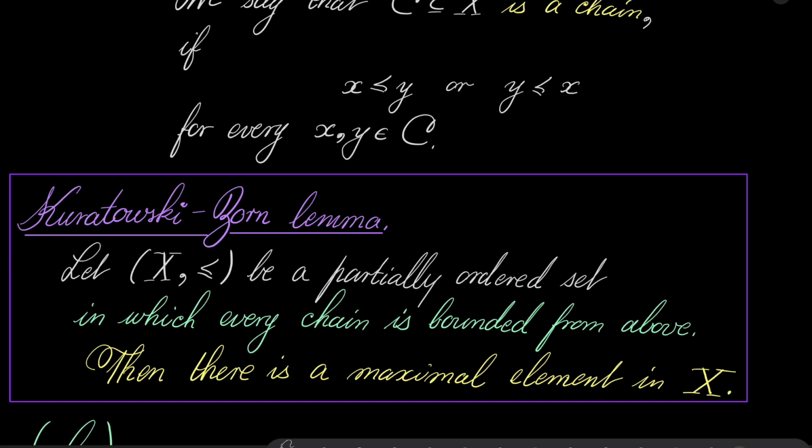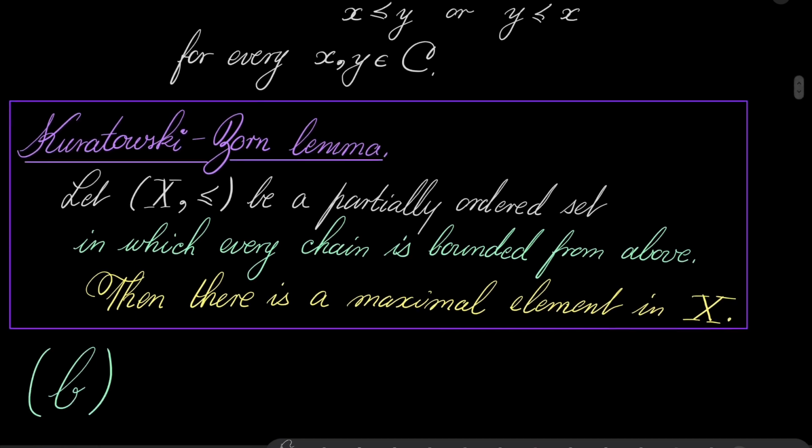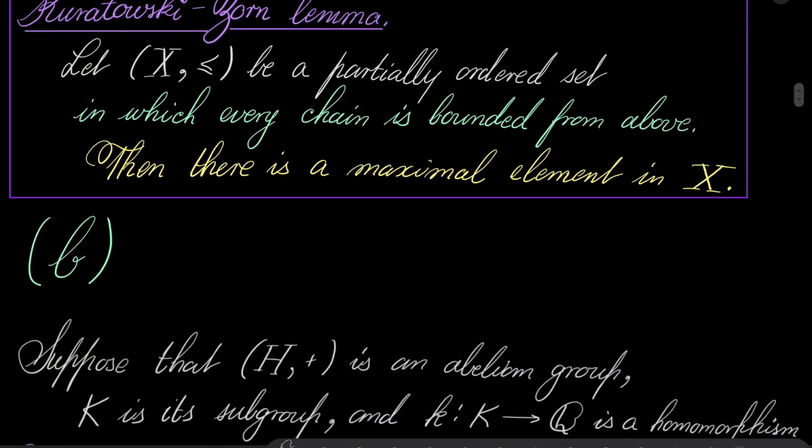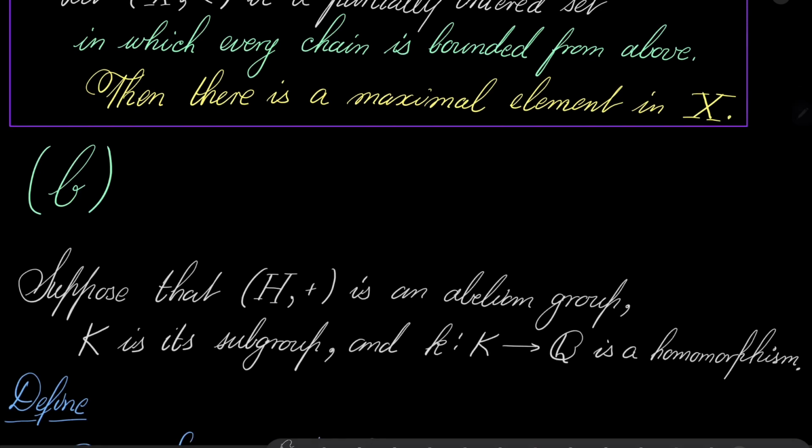This lemma is equivalent to the, a bit problematic for some people, axiom of choice. So we'll be touching the very foundations of mathematics, the very axioms of mathematics in this problem. All right, so after these definitions, suppose that we have some abelian group H. I will denote its operation by addition, and let K be its subgroup and let k be a homomorphism from the subgroup K into the group of rational numbers.